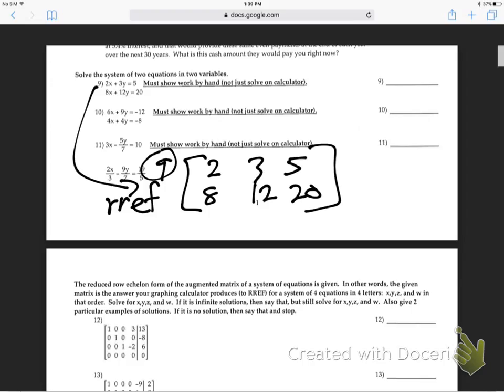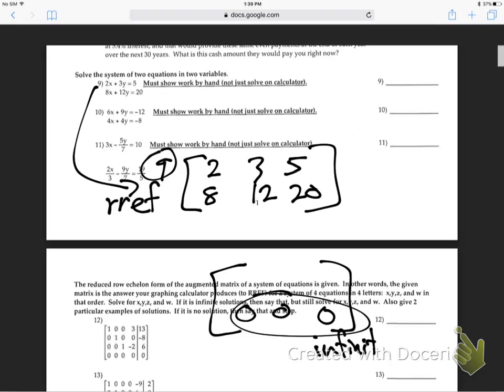How do you know on RREF? When you do RREF on that, don't you come out with some kind of matrix that has all zeros? On that one, it would. I think the bottom one would become all zeros. Remember what all zeros mean? Infinite solutions. But you can do that by the hand method.